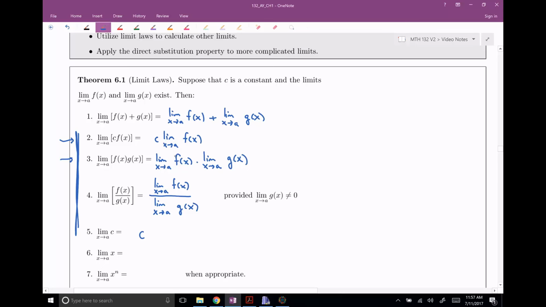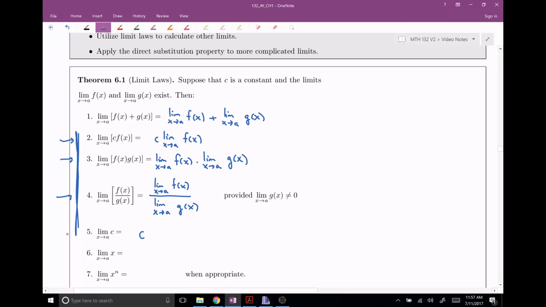So if you can figure out the limit of f and the limit of g, then you multiply those together, and that's the same as the limit of f and g multiplied together. Likewise, number 4 says you can distribute limits across division. You can just put a limit up here in the top and the bottom, and there you go. Again, provided that you're not dividing by 0. We don't want to allow for that.